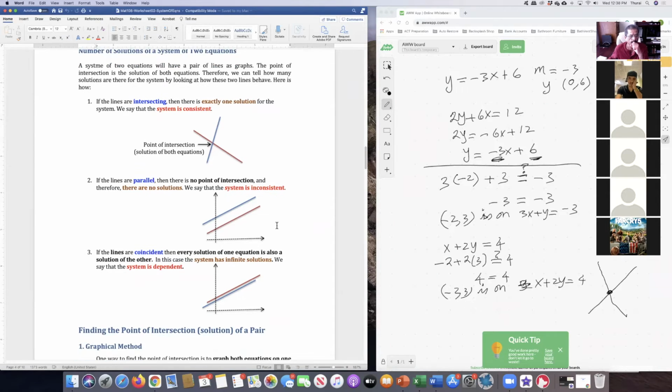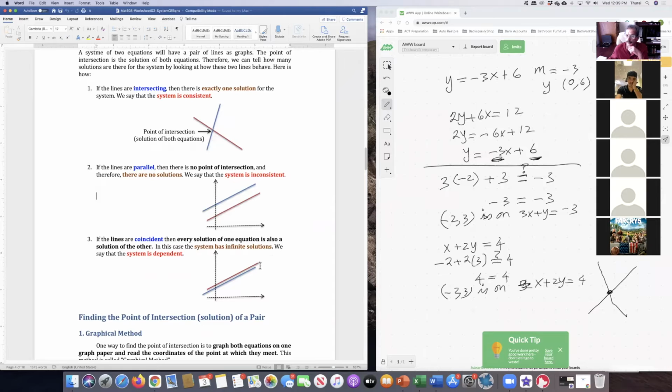If the lines are coincident, then what happens? Do we have a point of intersection or not? All the points will be points of intersection. Exactly. All the points on one line are also on the other one. That means every point on the line is a solution for both. So that's when we say there are infinite solutions, because every point on one line is also on the other line. So there are solutions and there are infinitely many.